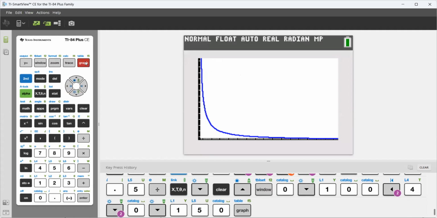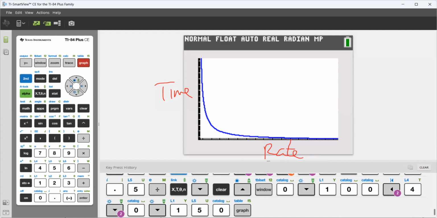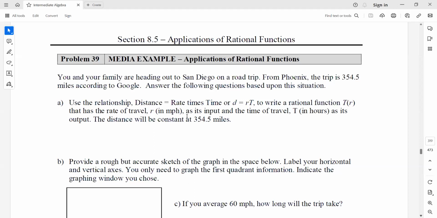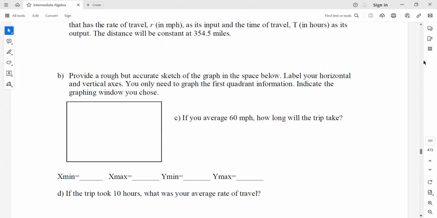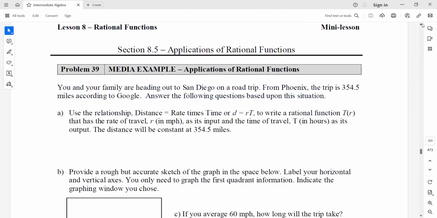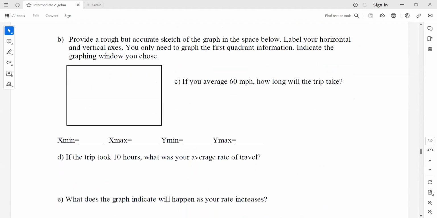So you sketch this, okay? Remember your y is time, right? And then you have rate. Provide a rough but accurate sketch. So we did that. It says you have to label. And remember, this is a media example, so you could watch the video. And then put in your window. I did 0 to 140 and then 0 to 150.